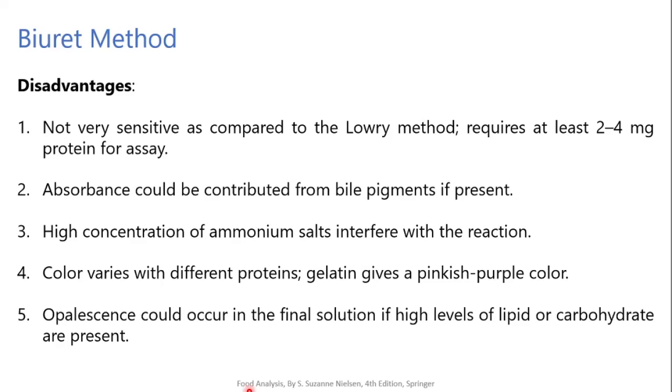Gelatin gives a pinkish purple color. There is also some opalescence whenever other entities are present in the given sample. So this is one of the disadvantages of the biuret method.